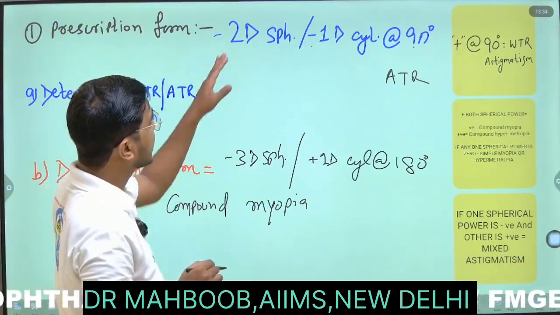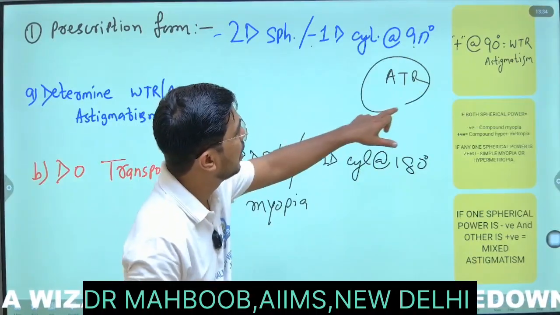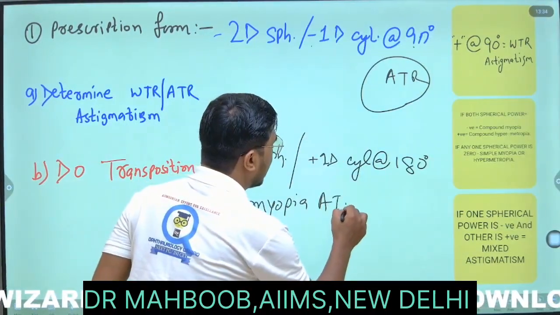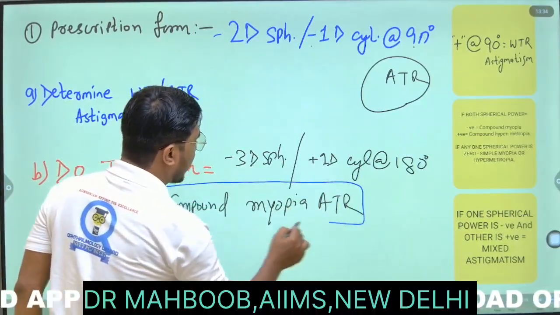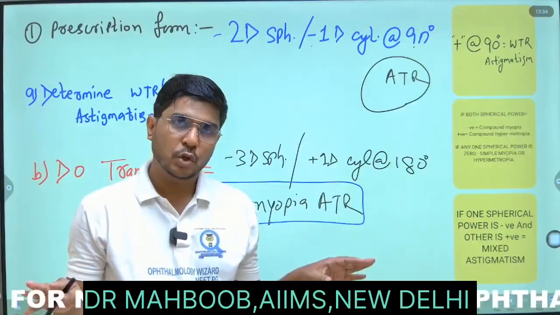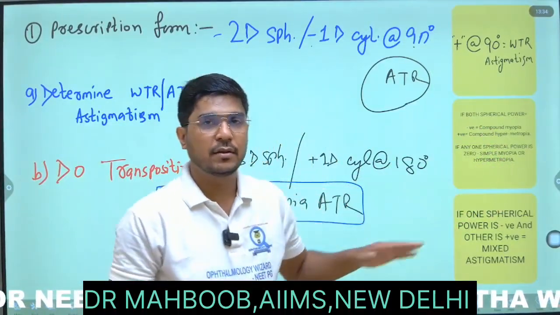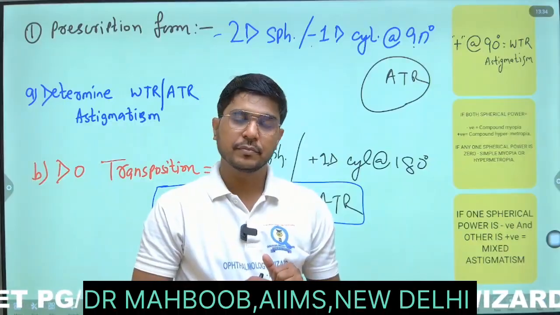So for this prescription, we can write it is compound myopia against the rule astigmatism, right? It is compound myopia against the rule astigmatism. You got it? You have to remember this point. That is very important. For tricks, you have to remember this point. Okay?